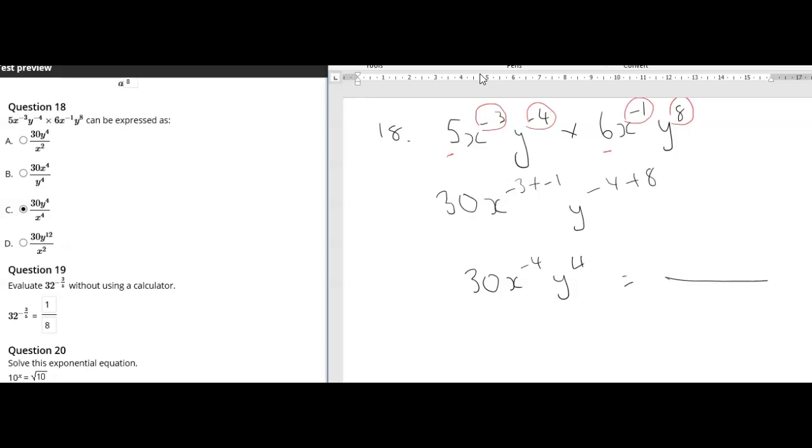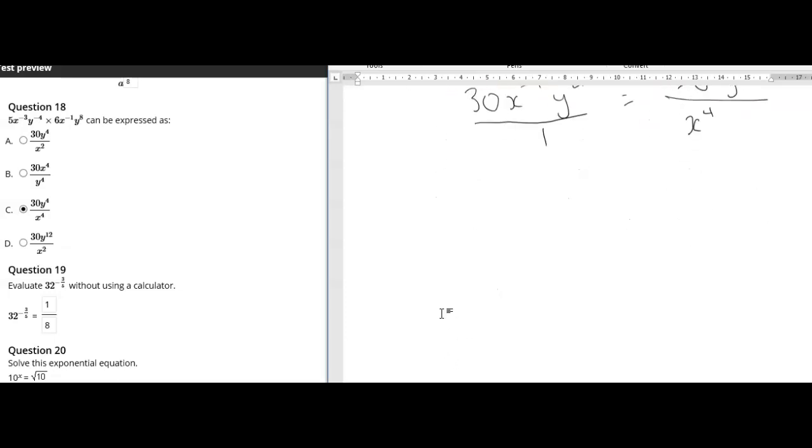So the 30 is on the top. Now we've got x to the negative 4. So think of this as a fraction. This is all over 1. Yeah, and I've got to change it. So this x to the negative 4 is a negative power, and I want a positive power, so I bring it down to the denominator as a positive power. This y is already positive, so it stays. Okay, so it's 30y to the power of 4 over x to the power of 4.